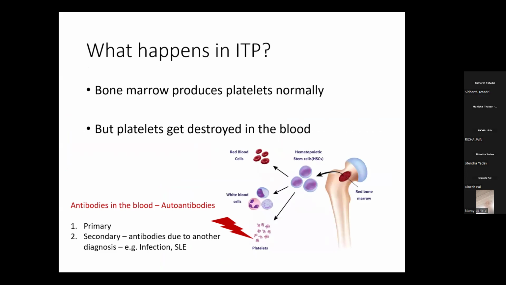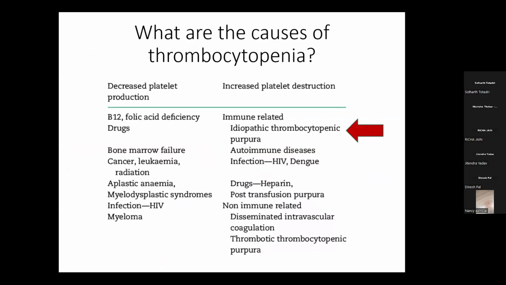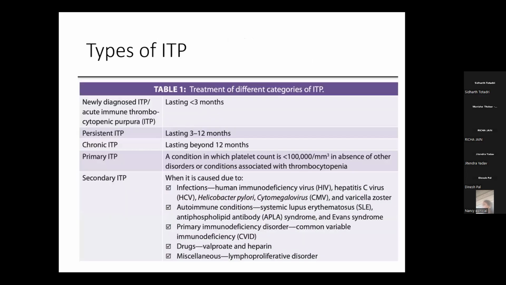So what are the causes of thrombocytopenia? In general, we can say B12 and folic acid deficiency, bone marrow failure, cancer, leukemia, aplastic anemia, etc. But the platelet destruction, which is mainly found in ITP, is caused by autoimmune disease, infections, etc.